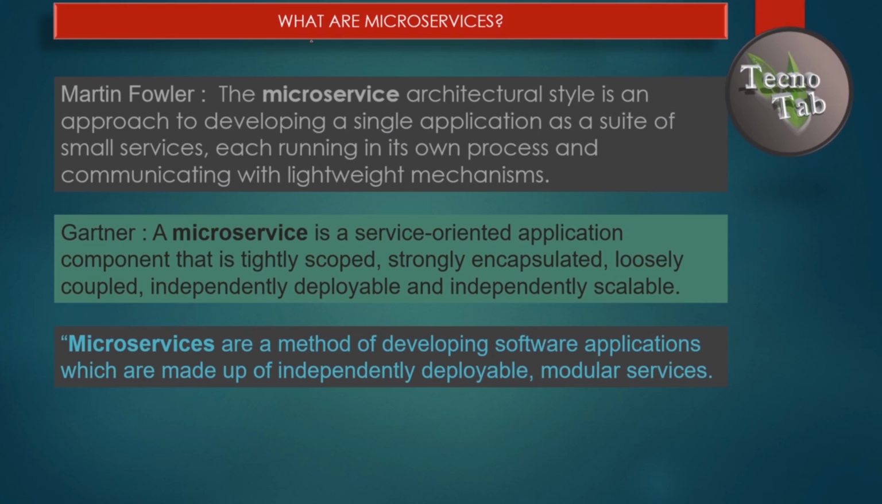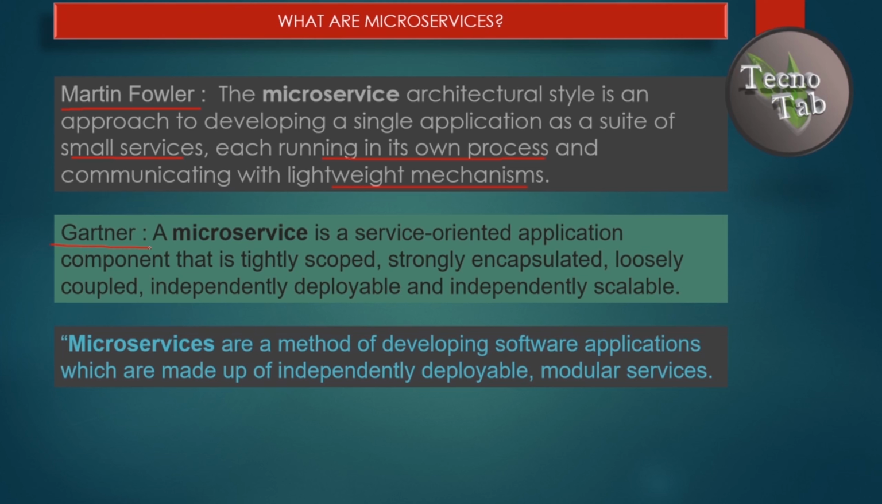So what is a microservice? There are so many authors who have given different explanations about microservices, but all the explanations mean the same. According to Martin Fowler, microservice architectural style is an approach to developing a single application as a suite of small applications, each running in its own process and communicating with lightweight mechanism. We will be showing this to you in the practical sessions, like how microservices communicate with each other.